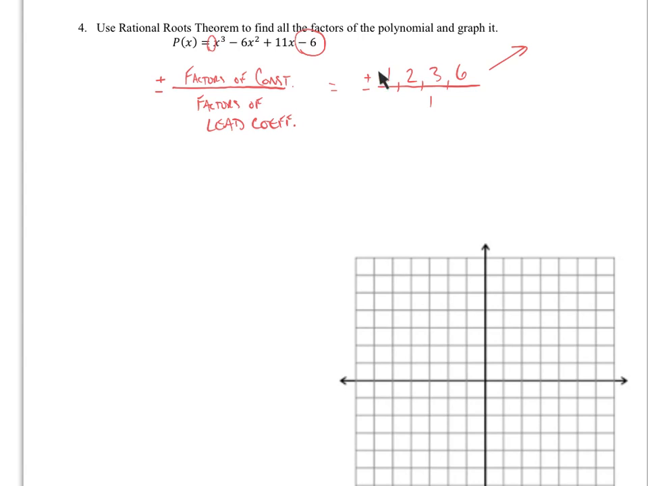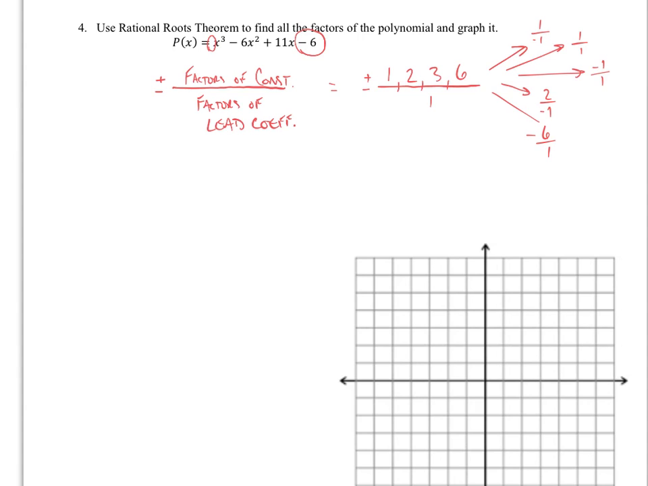I mean, we can take +1 and -1, right? So we could have 1 over -1. We could have 1 over 1. And we could have -1 over 1. But that's just with ones. I mean, we could also have 2 over -1 or -6 over 1, right? We have all these possibilities. So let's pick one and we'll test it.